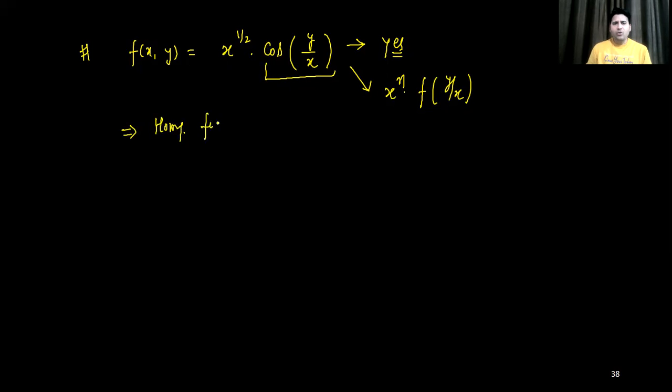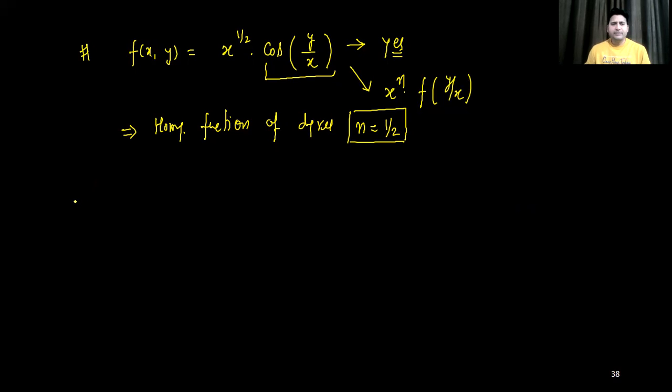It is a homogeneous function of degree, what will be the degree? Do the comparison: n equals 1 upon 2. So this is the benefit of reducing to these two standard forms, that directly we can do the comparison of the given function with one of these forms and get to know whether the function is homogeneous or not and what will be the degree of this homogeneous function.